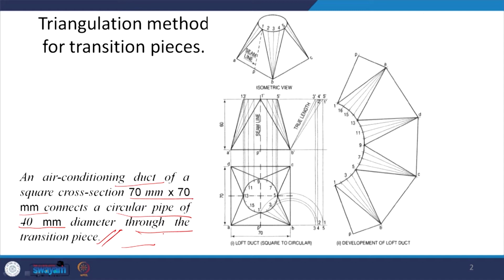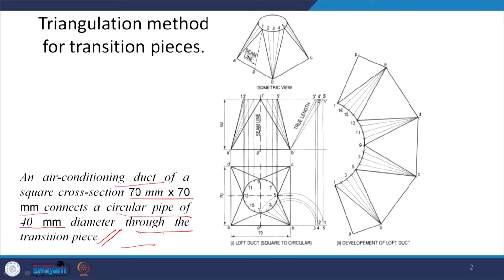Now, these ducts come in standard sizes. So, this duct of 70 mm by 70 mm square cross section would be a standard duct. This pipe of 40 mm diameter would also be a standard pipe. How do we join them together? This transition piece will be made by using a plate which will be folded. This has to be designed. This is where the development of surfaces is actually required.